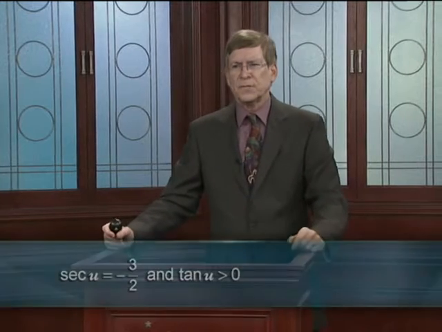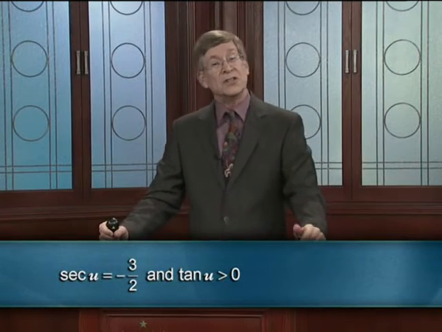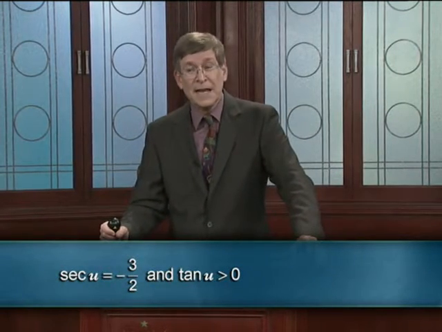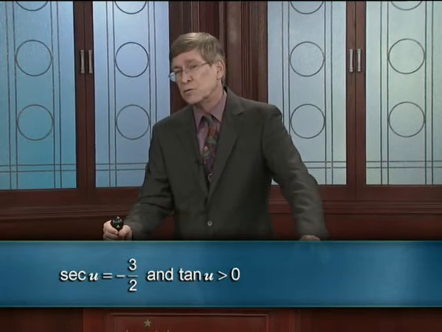Okay, good. We've reviewed some of our identities. Let's use them in a particular example. And this is a very common type of example in pre-calculus courses. You're given one trigonometric value, and you're supposed to find the others. And usually you have to have some more information because of the plus-minus problem. So let's assume the following. Assume that secant u is, say, -3/2, and we also know that tangent is positive.